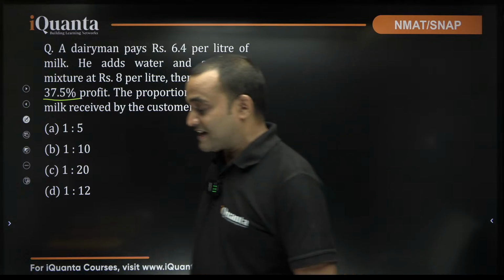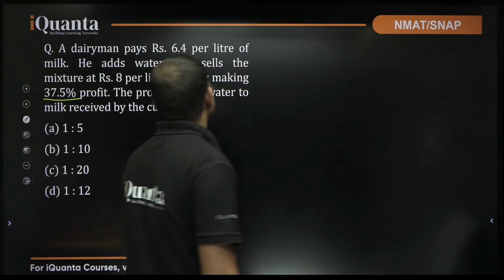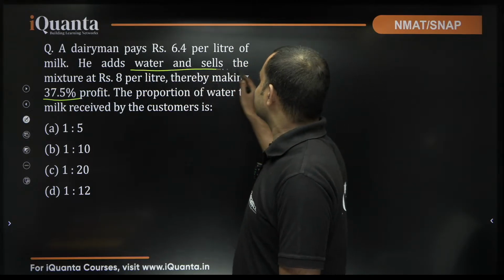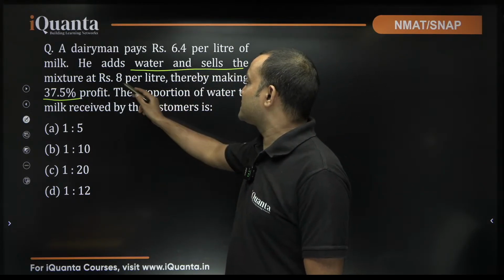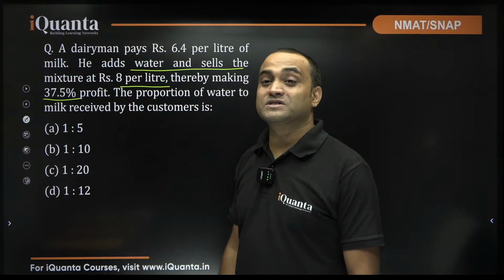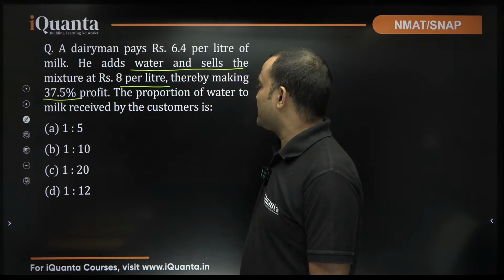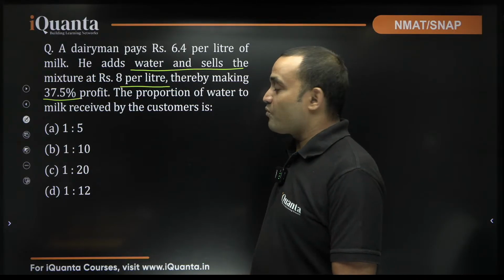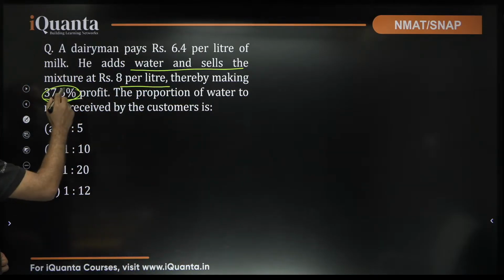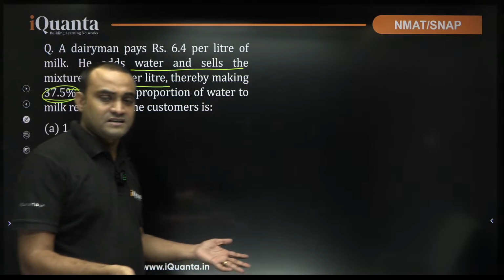If you mix X% water, it says a dairyman pays 6.4 rupees per liter of milk. He adds water and sells the mixture at 8 per liter, thereby making 37.5% profit. The proportion of water to milk received by the customer is, so one way to solve it, see, total profit is 37.5%, which is nothing but 3 by 8, right? 3 by 8.